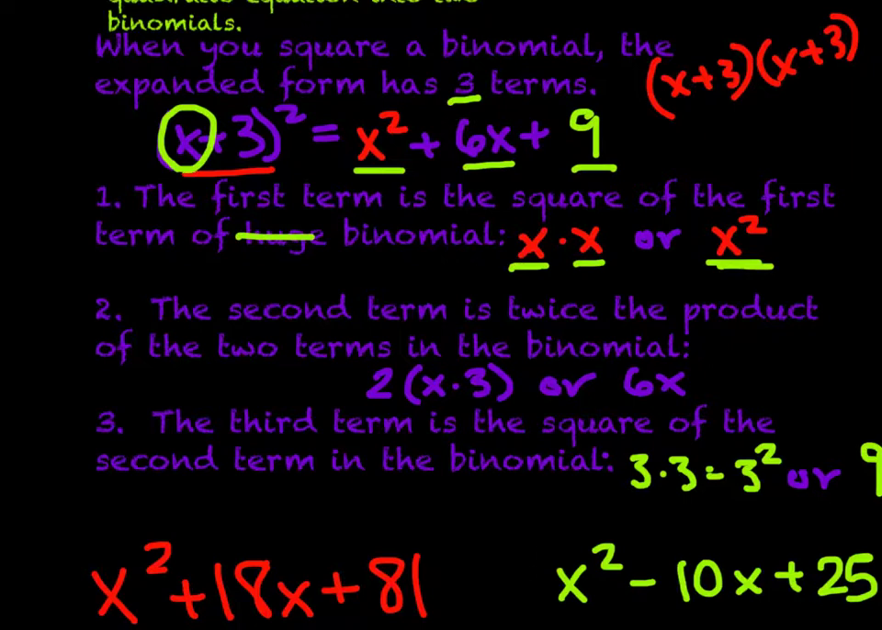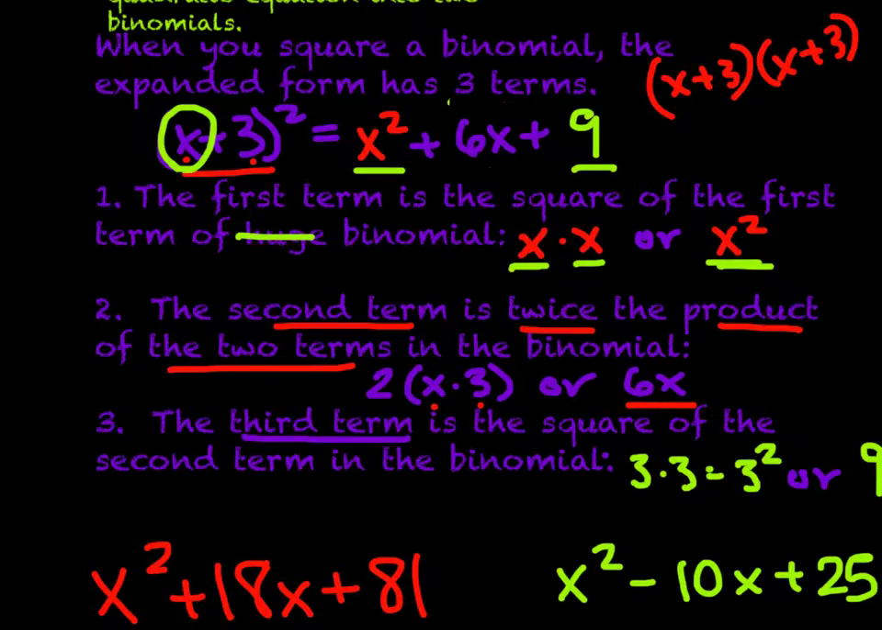She then says the second term, or 6x, is twice the product of the two terms in the binomial. So we see x and 3 in our original binomial, and we are going to multiply it times 2. So we have x times 3, or 3x, and 3x times 2 would get us 6x, and that gives us our middle term. Then she also states that the third term is the square of the second term in the binomial. Our second term in the binomial was the 3, so we're going to take that 3 and times it by itself, or square it.